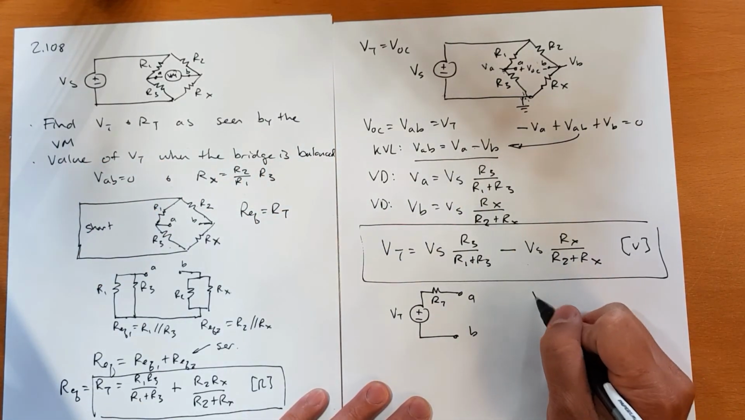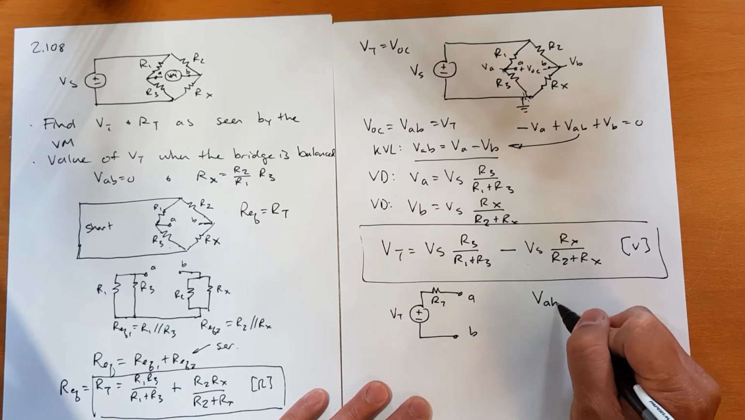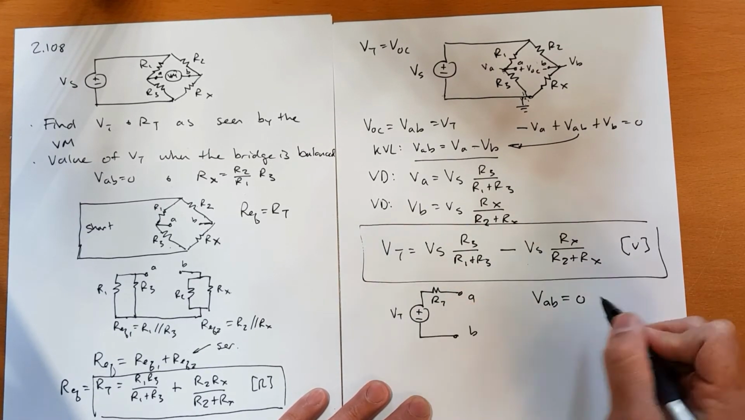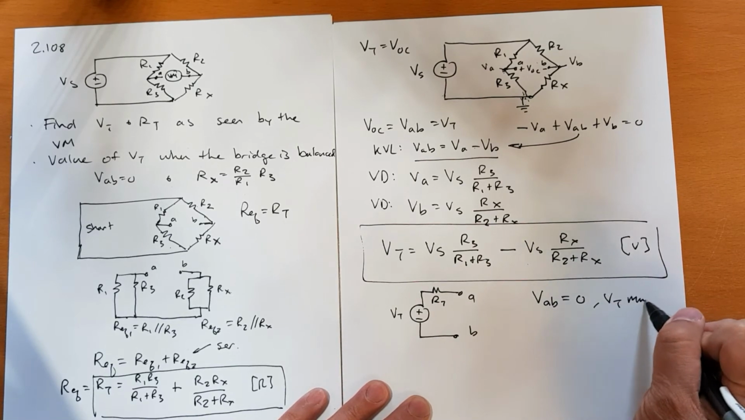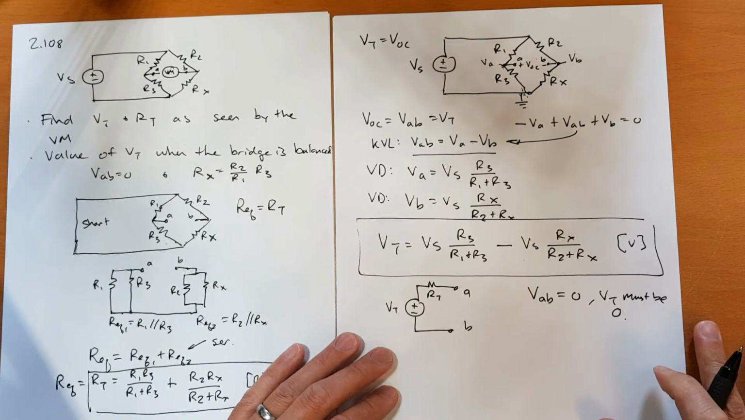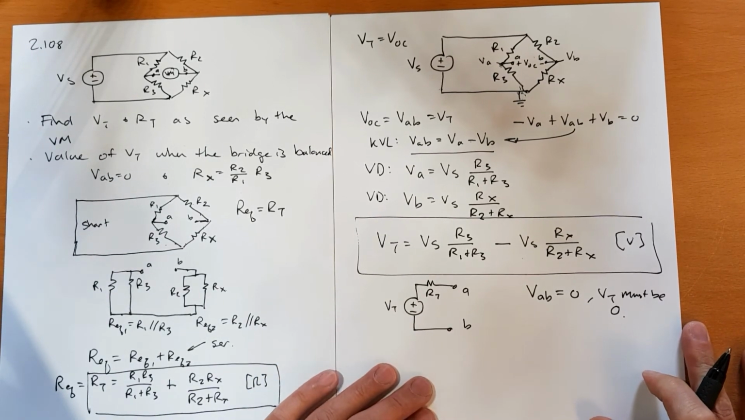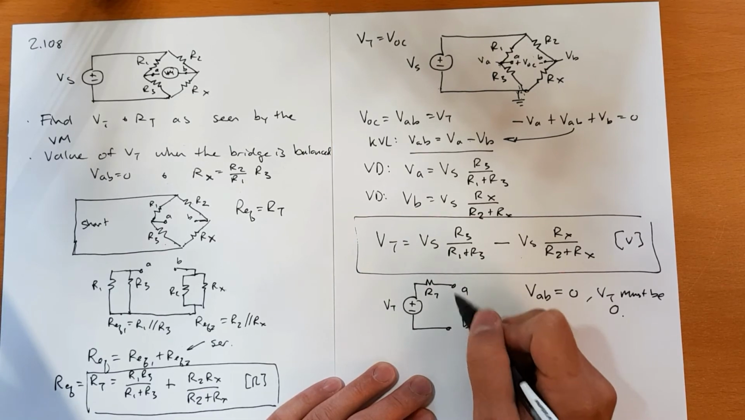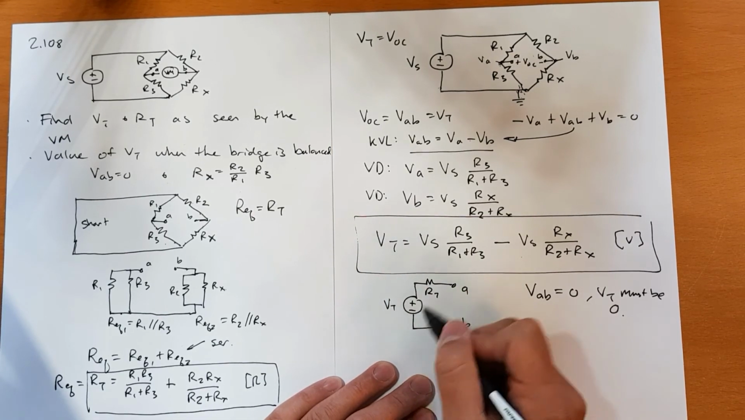Well, that should be pretty straightforward. So VAB is 0. That's our balance condition. Well, if that's the case, VT must be 0. Now in office hours, I apologize, I was super tired and I was just having a brain fart. But if this voltage is 0, you can quickly see that this is going to be 0, right? No current, we're all good.